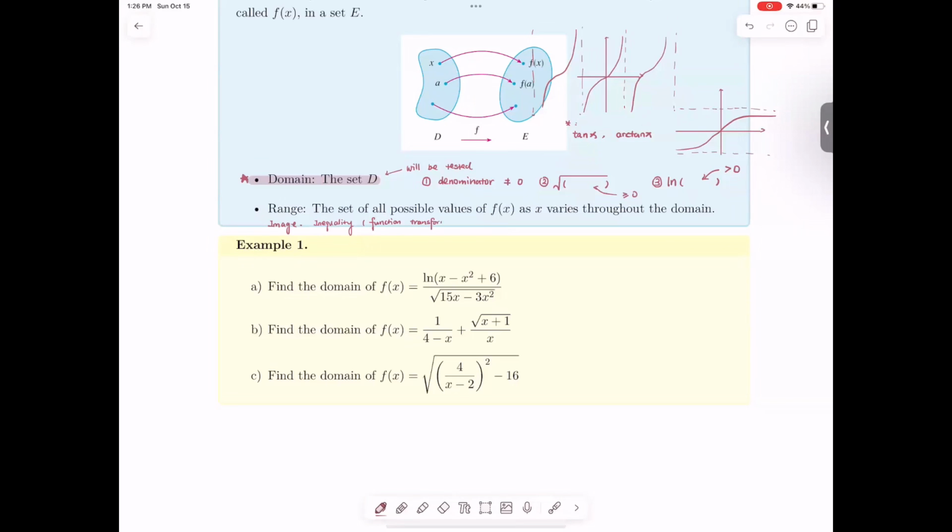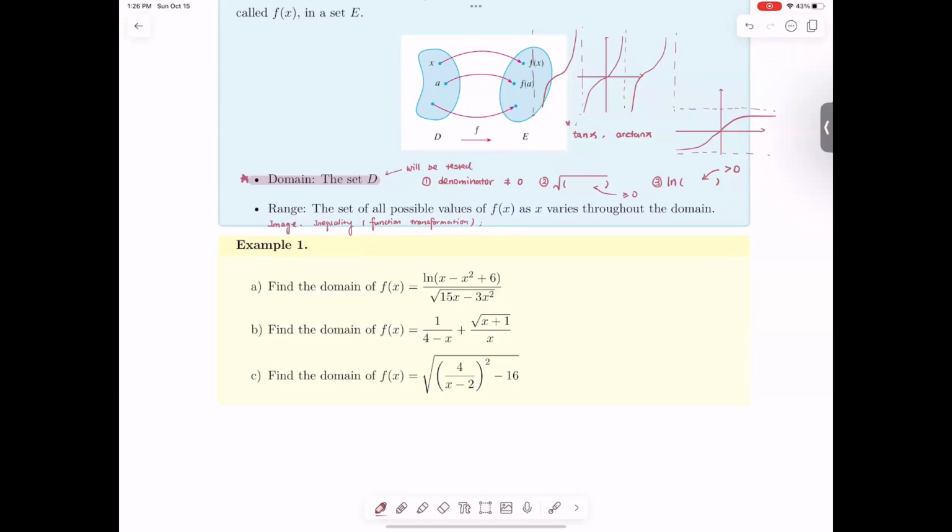You guys remember function transformation? For example, if you're shifting the graph up by 2 units or down by 2 units, then your range would go up or down by 2 units, just like that. So inequality is mainly associated with function transformation.